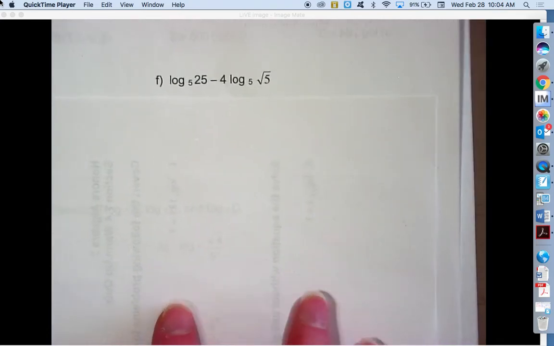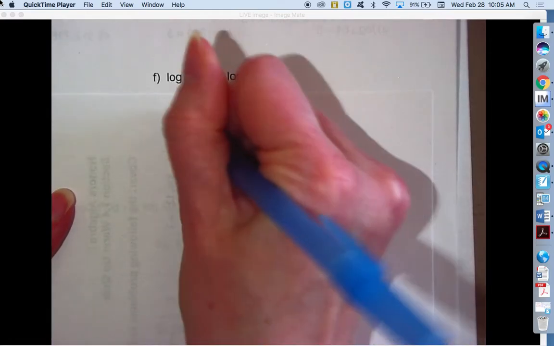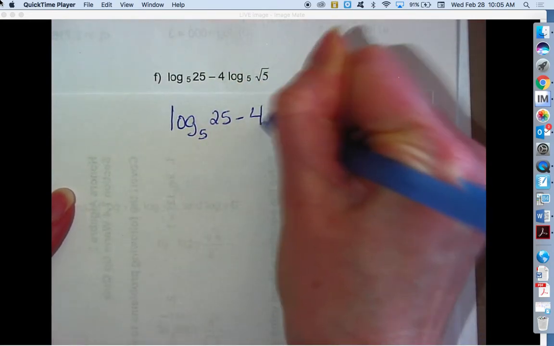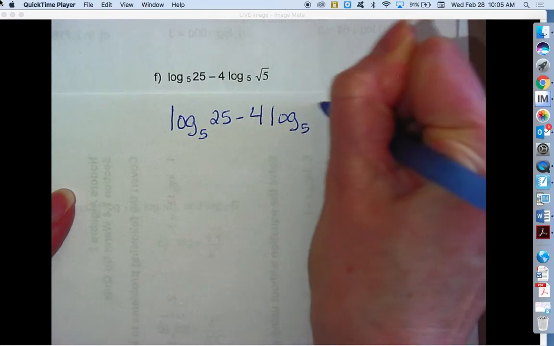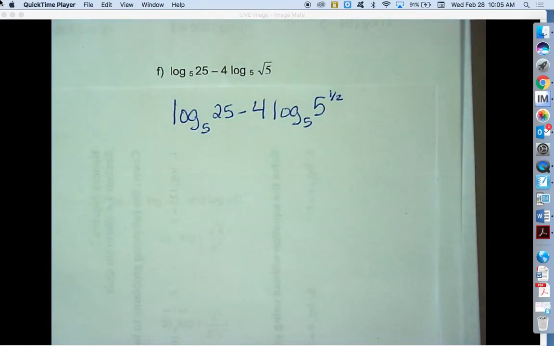So 4f says log base 5 of 25 minus 4 and then log base 5 of the square root of 5. So Grace, the first thing I'm going to ask you is that square root of 5. How else can you write the square root of 5? Yeah, so that becomes 5 to the 1/2. So the square root is really 5 to the 1/2.